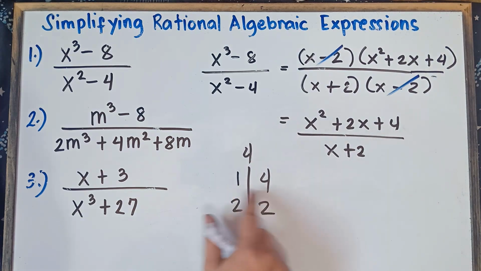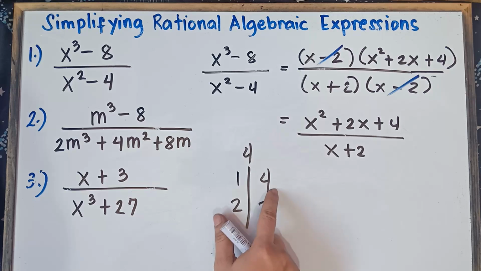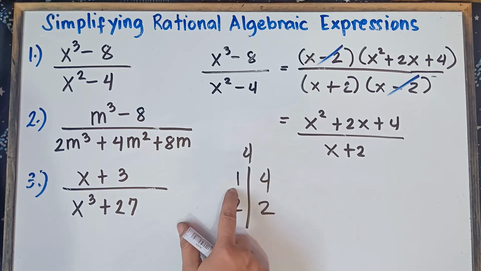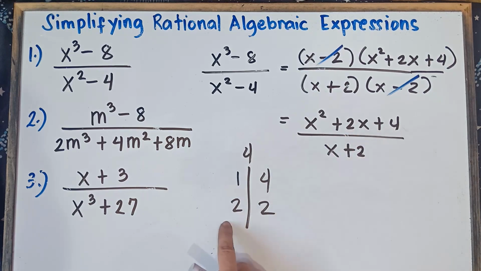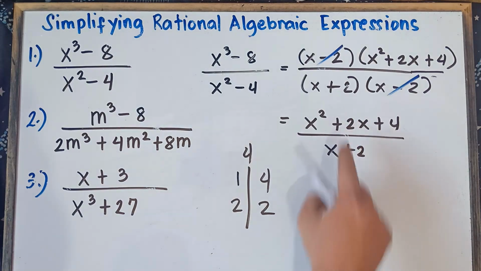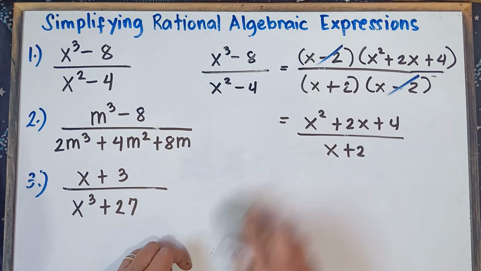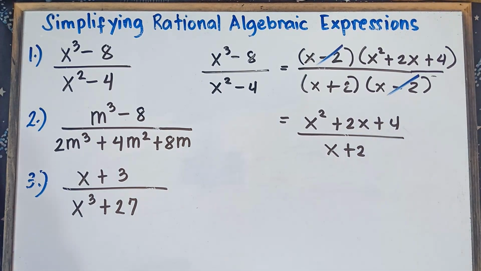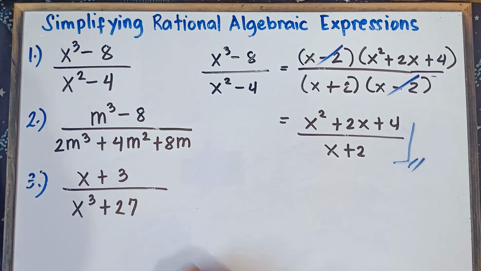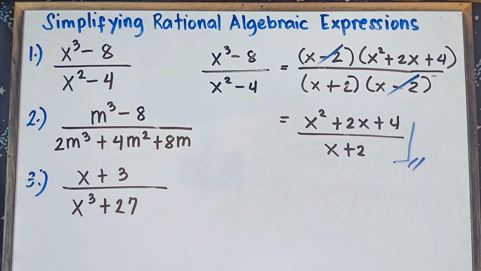If we add 1 plus 4, that would be 5. If we subtract 4 minus 1, that would be 3. Nope, we cannot get 2. How about this one? If we add 2 plus 2, that is 4. If we subtract 2 minus 2, that would be 0. Nope, we cannot get 2. So therefore, class, we cannot simplify this one. This will be our final answer with regards to example number 1. All set, class.